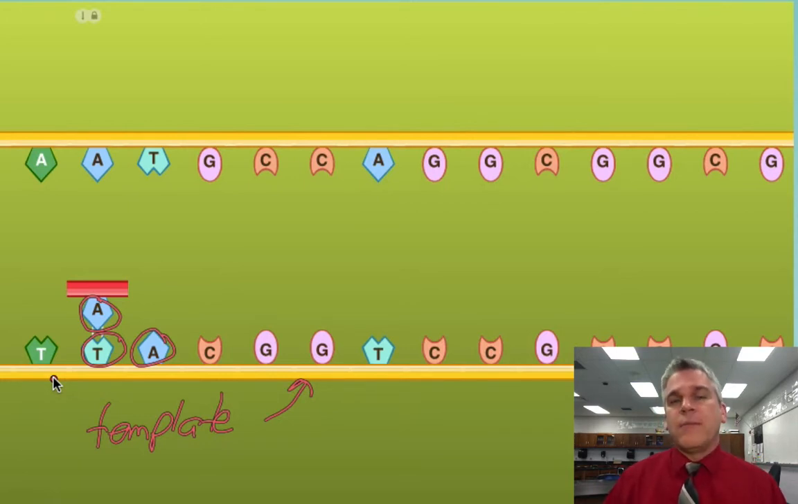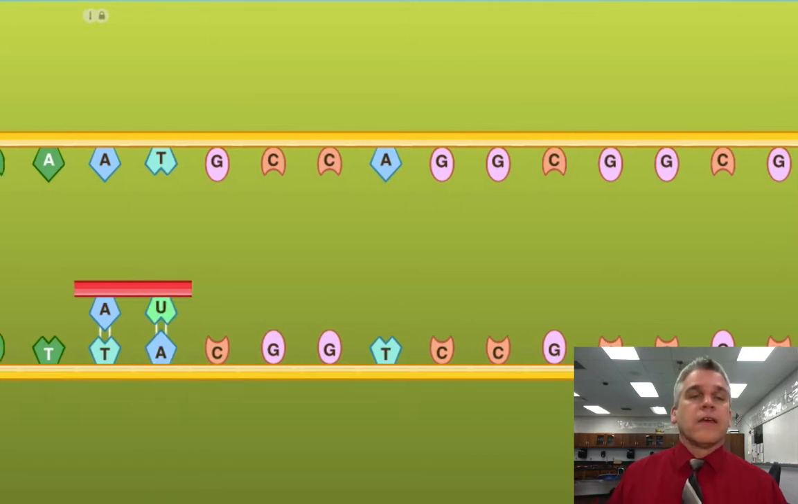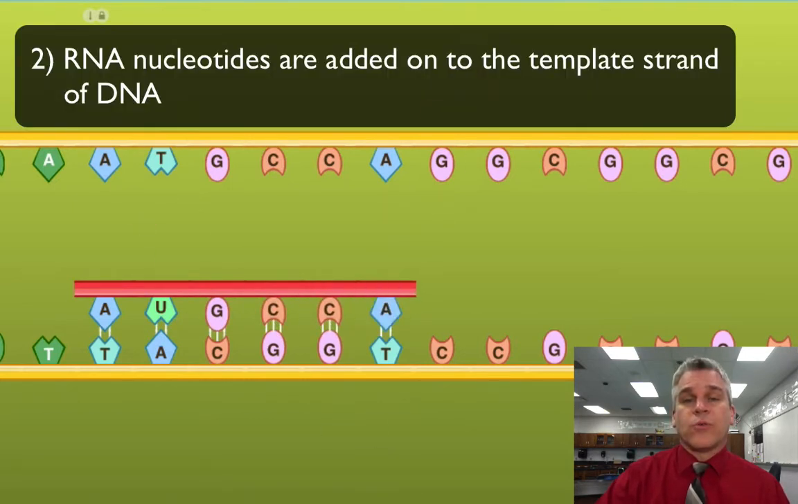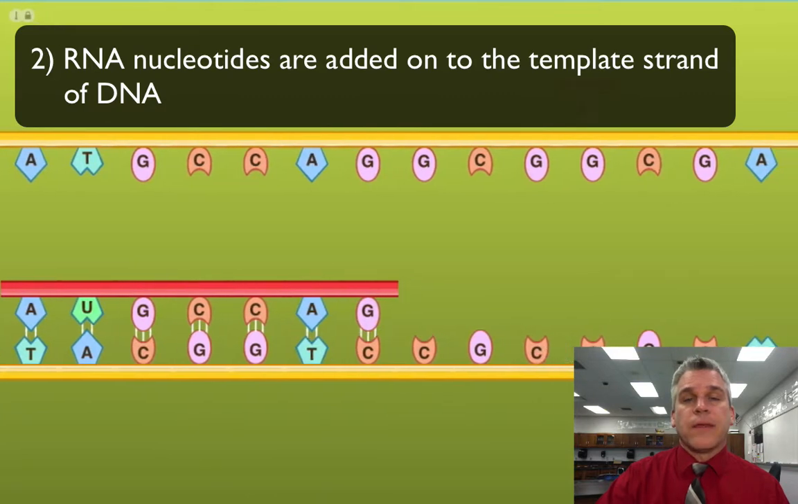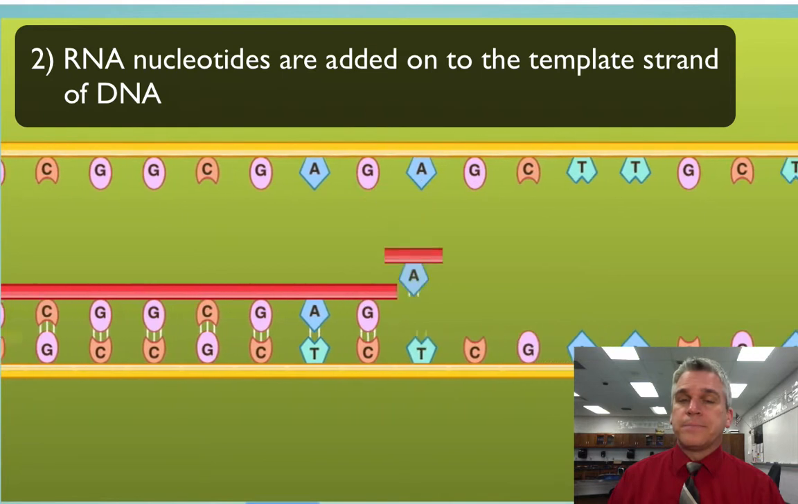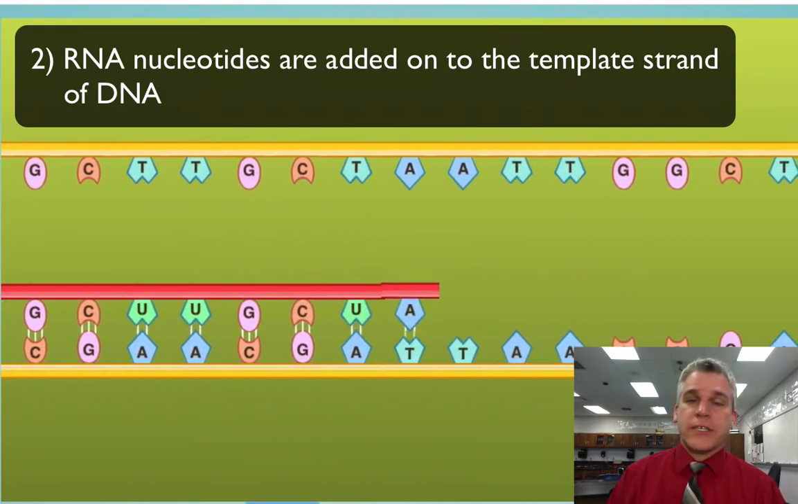But there's no thymine in RNA. Remember, uracil takes its place. So a uracil will combine with the adenine. Cytosine, as before, pairs with guanine, and guanine with cytosine. And this will continue one at a time until that RNA molecule has been made. A's with U's, C's with G's.